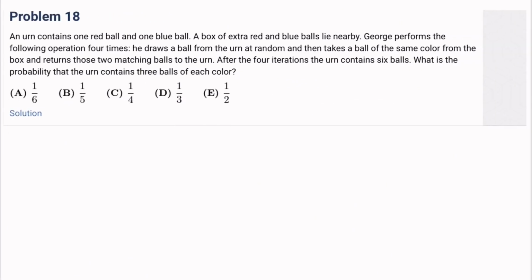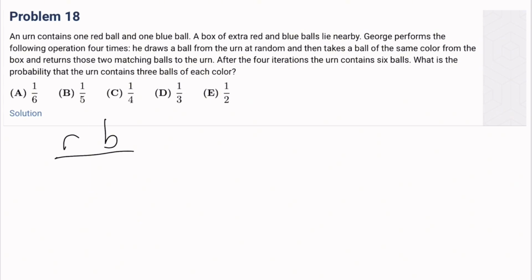Number 18. An urn contains 1 red ball and 1 blue ball. A box of extra red and blue balls lie nearby. George performs the following operation 4 times. He draws a ball from the urn at random, and then takes a ball of the same color from the box and returns those 2 matching balls to the urn. After the 4 iterations, the urn contains 6 balls. What is the probability that the urn contains 3 balls of each color? Okay, so at the beginning, the urn contains one red and one blue.